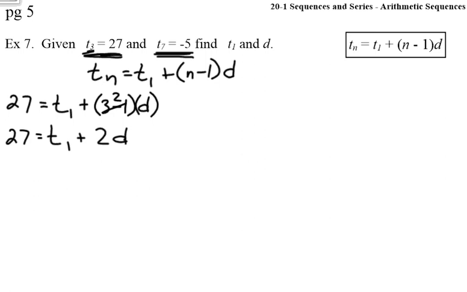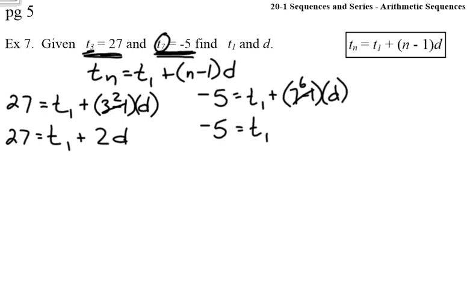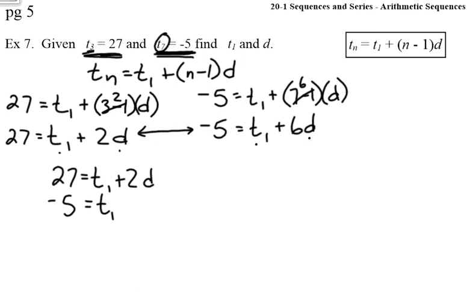There's a simplified equation. Well, let's now do the same thing with our T7 equal to negative 5. So negative 5 is our Tn. Term 1 we don't know. N minus 1, we know there's 7 terms, and we don't know the d value. So if I simplify this one, 7 minus 1 is 6. Well, what do you see here? We have now 2 equations with 2 unknowns. This goes back to systems in Math 10C. If I have 27 equals T1 plus 2d, and negative 5 equals T1 plus 6d, I can solve the system using the substitution or elimination processes.